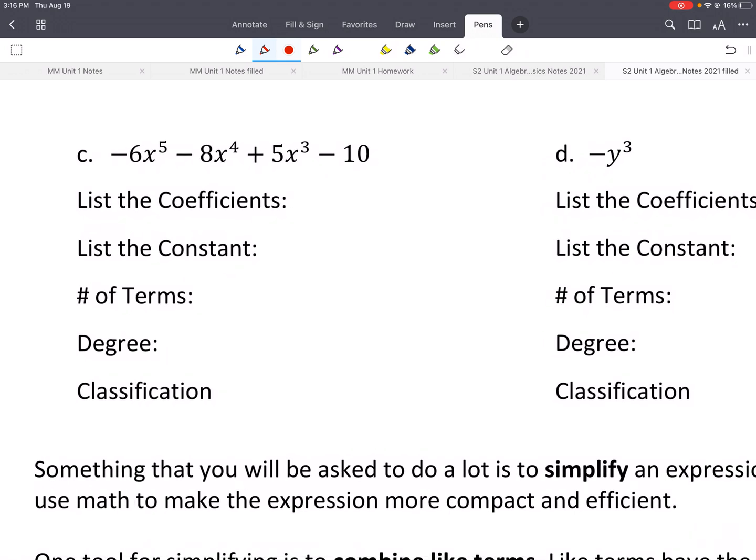All right, hopefully you gave that a try. So coefficients, -6, -8, 5, constant of -10, number of terms is 4, degree is a 5. And then classification by terms, we call it a polynomial with 4 terms. And by degree, it would be a 5th degree polynomial. Okay?